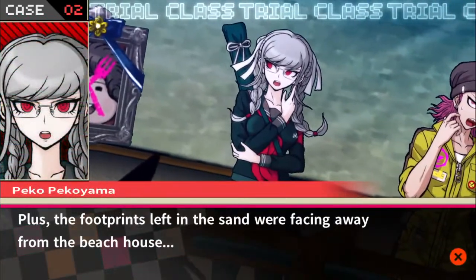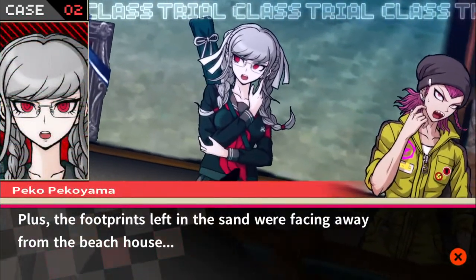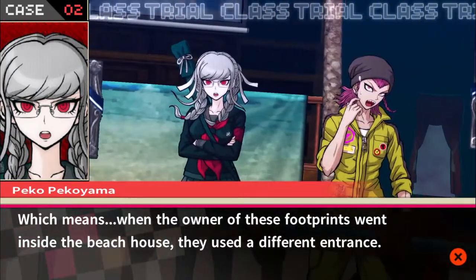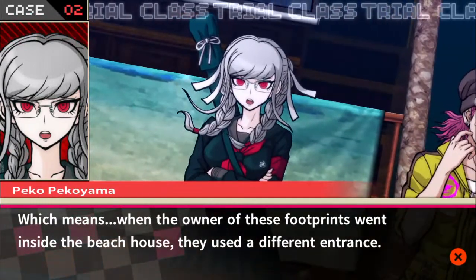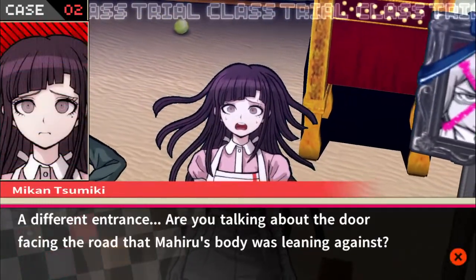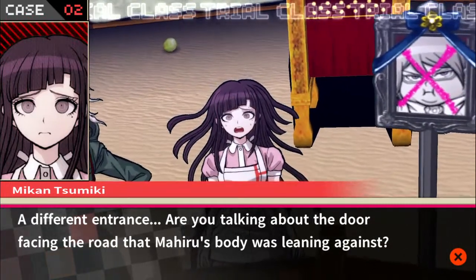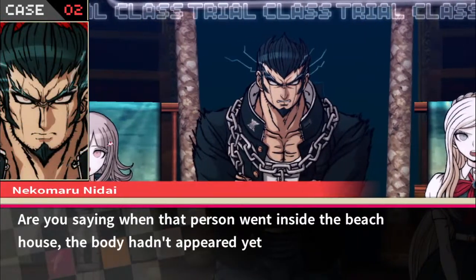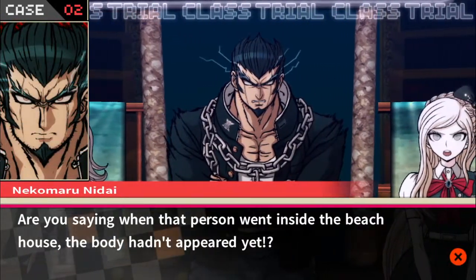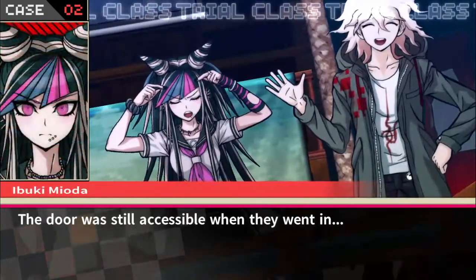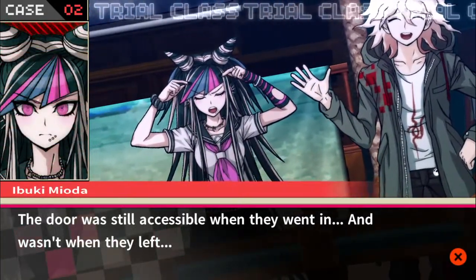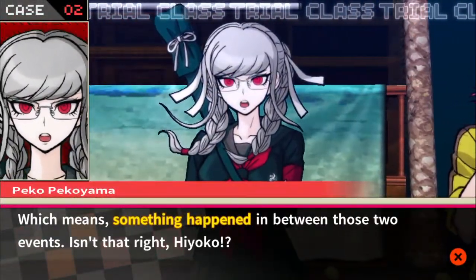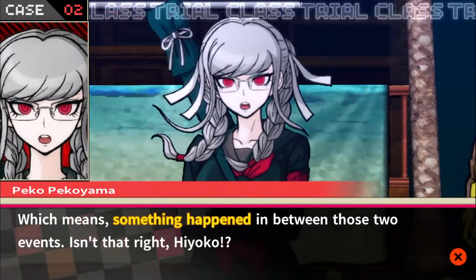Plus, footprints left in the sand were facing away from the beach house. Which means, when the owner of these footprints went inside the beach house, they used a different entrance. A different entrance? Are you talking about the door facing the road that Mahiru's body was leaning against? Are you saying when that person went inside the beach house, the body hadn't appeared yet? The door was still accessible when they went in, and wasn't when they left. Which means something happened in between those two events. Isn't that right, Hiyoko?